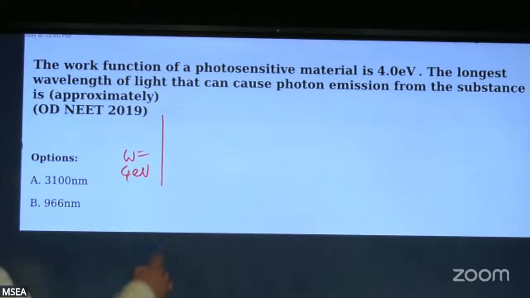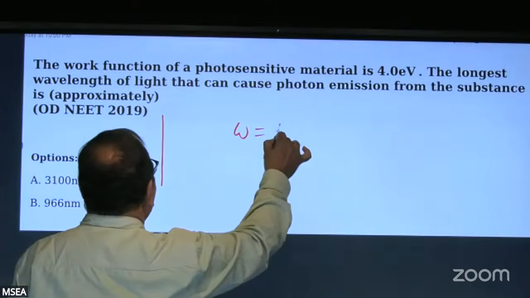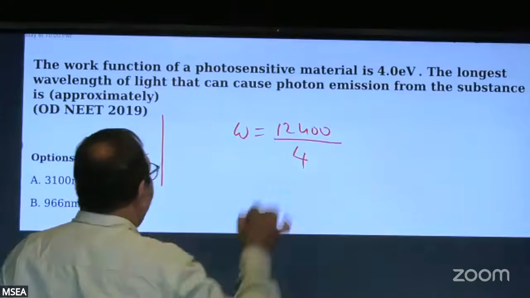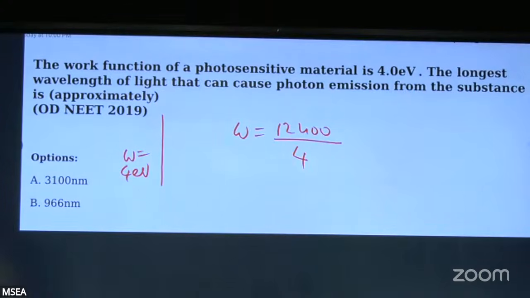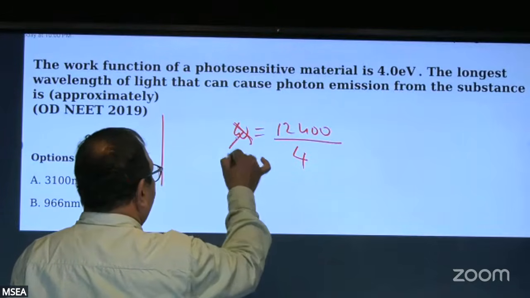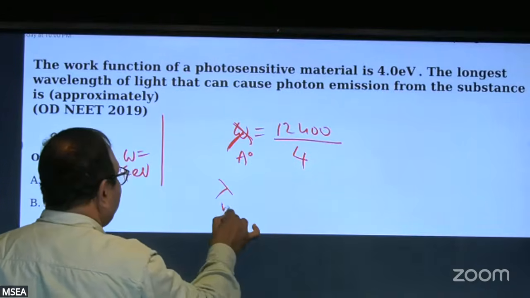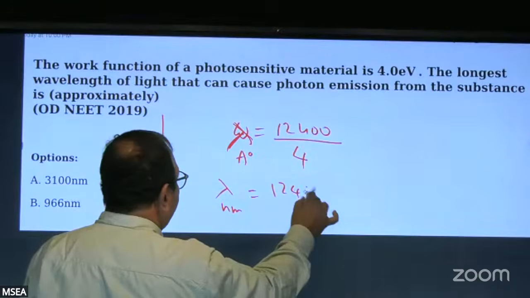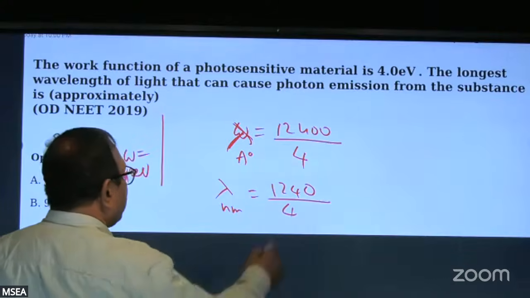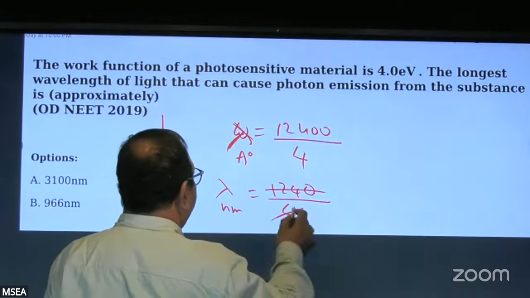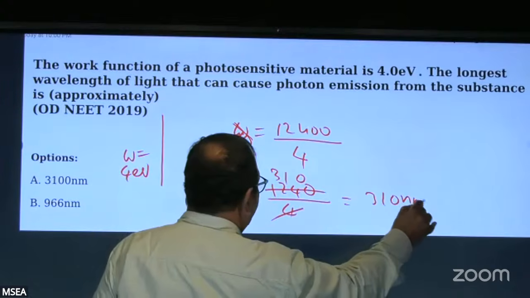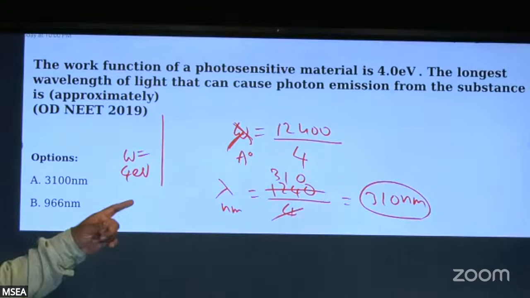That's all. So what you have to remember: W is equal to 12,400 by 4. Of course it is given in nanometers, so lambda should be in angstrom if we use 12,400. Now it is in nanometers, which means 1240 divided by the energy, which is 4. In nanometers, 4 threes are 12, 4 ones are 4, that means 310 nanometers. This is the maximum wavelength.